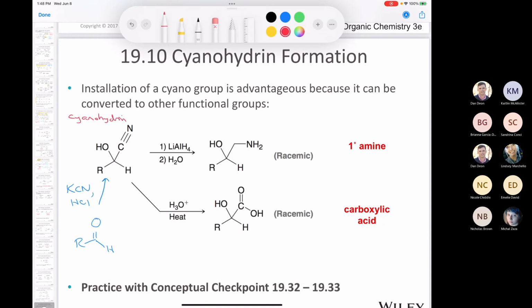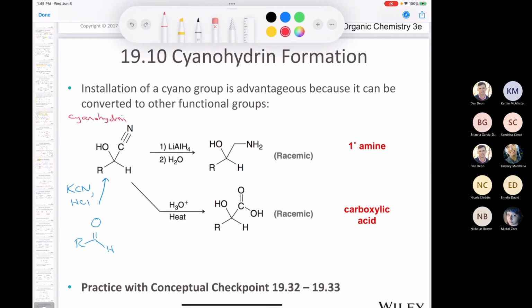and you're wondering what the hell would I want to make that for? Pardon my language. Well, there's two reasons. Number one, you can reduce it to make a primary amine like this. So you just reduce it using lithium aluminum hydride and put in some water in the second step to protonate. And the other option is that you can actually hydrolyze the nitrile to a carboxylic acid. So that's also kind of cool, hydrolyze to a carboxylic acid.